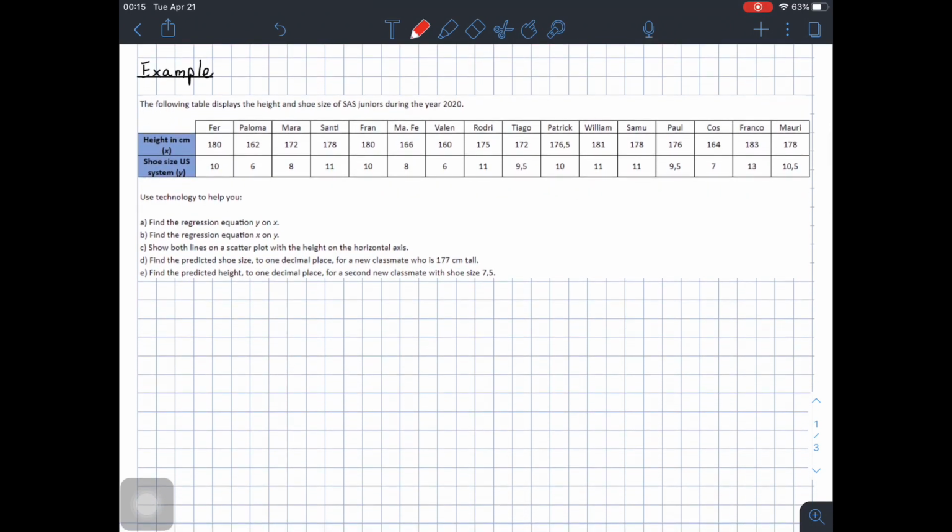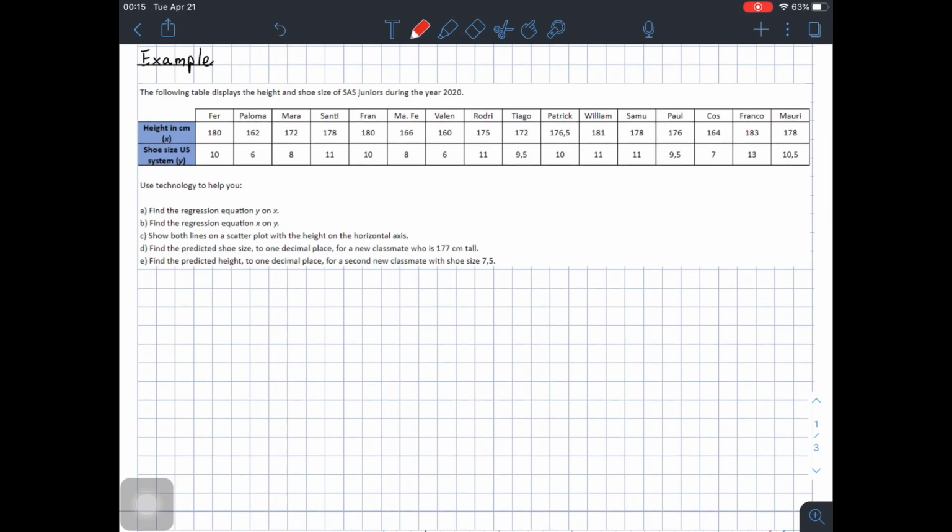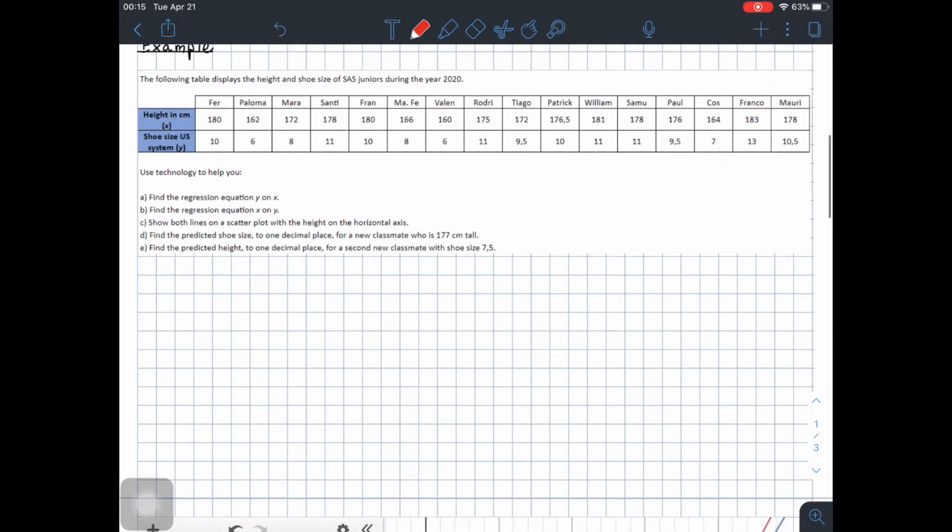So it says, the following table displays the height and shoe size of SAS juniors during the year 2020. Okay, so this is why I ask you to give me your heights and shoe size. So here you have the heights in centimeters, which will be our x variable in this problem, and the shoe size measured in the US system, which would be our y variable, okay? So you have all of the information from the 16 students in the class.